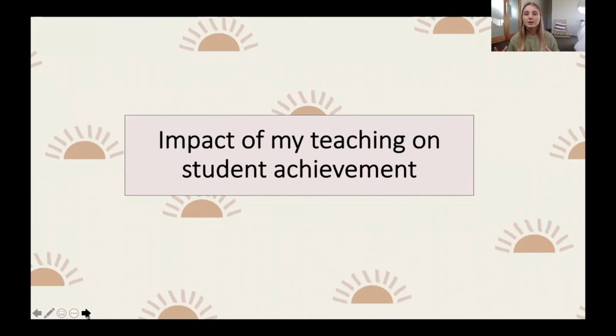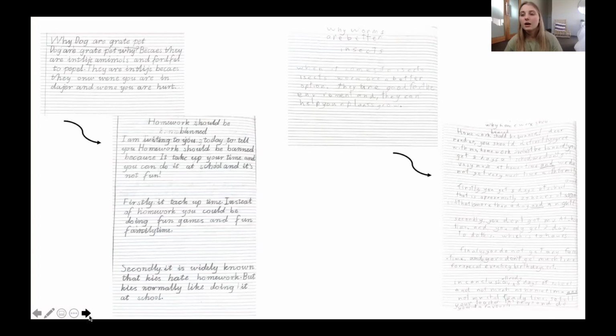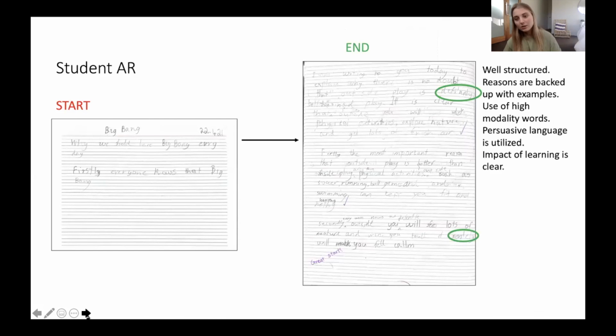You could see these concepts, not just within their writing, but within their everyday conversations as well. Here are examples of 2 texts that have improved majorly from these students. You can see even just in the length of them, how much they've improved. If you'd like to pause to read more in depth, you'll be able to see the impact that the teaching has had. Here is student AR, who I mentioned at the start.